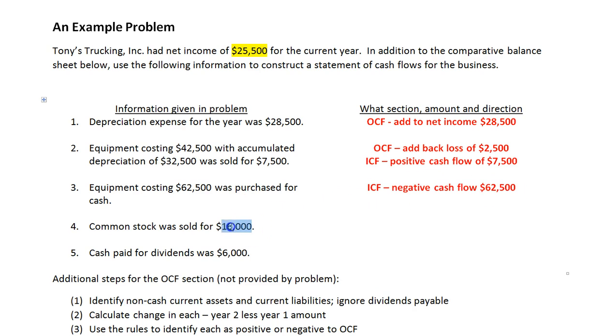Common stock was sold for $16,000. Alright, common stock. Where are we going to put it? Third section, right? The financing. So financing cash flow, it's going to be a positive figure because we're receiving the cash if we issued common stock. Paid a cash dividend for $6,000. It's going to go into the financing section as well because it's a payment to the shareholders. It's going to be financing cash flow, and it's going to be negative because cash is going out, $6,000. So that's all given by the problem.